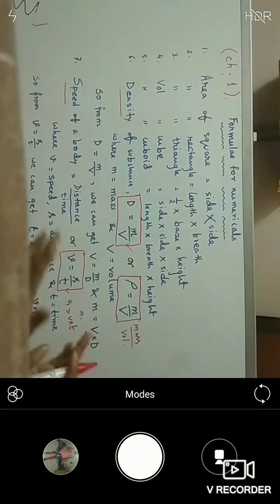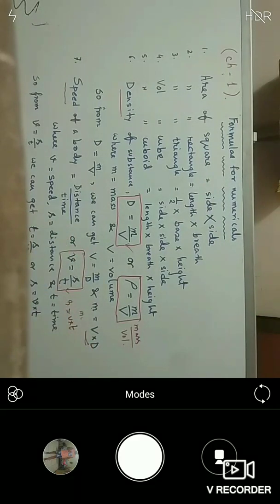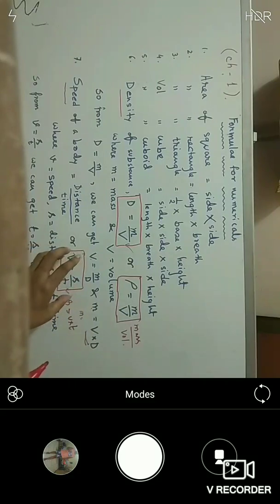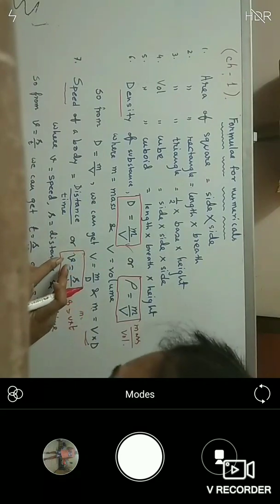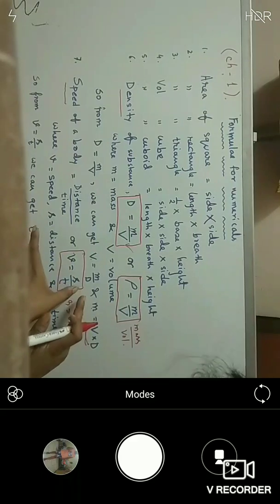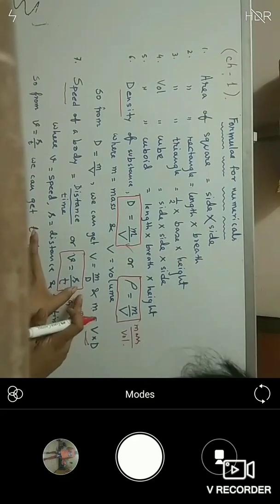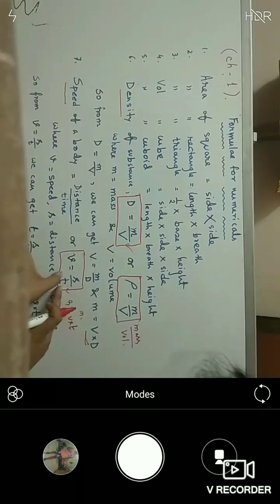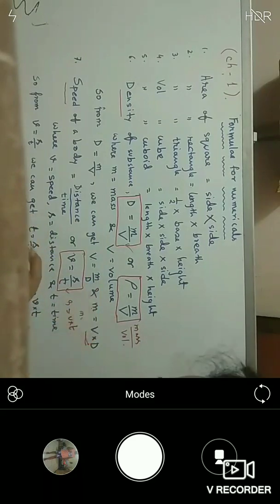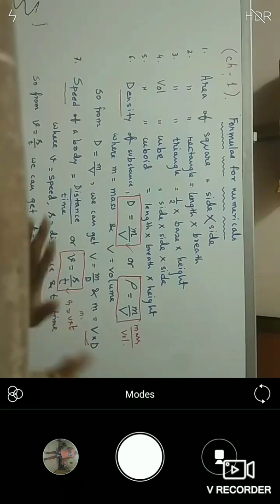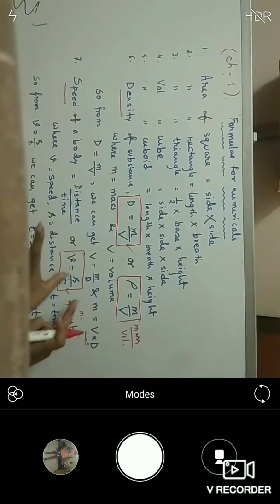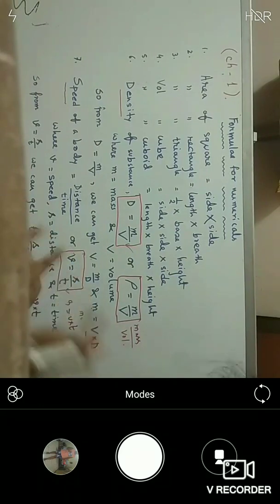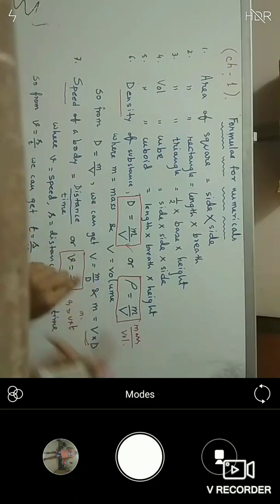Now the main thing you have to understand: in the question, this is an equation of 3 values, right? One is speed, one is distance, another one is time. So there should be 3 values. 2 values the question will give, and you have to find out the third one. It may be v or it may be s or it may be t.